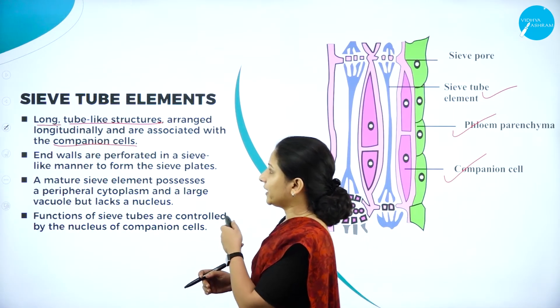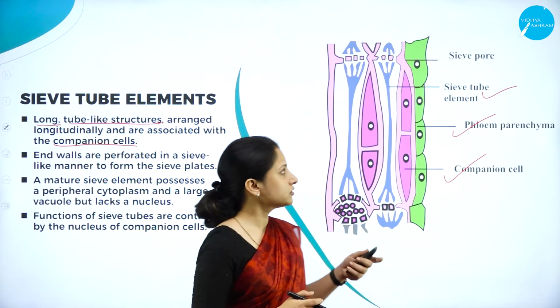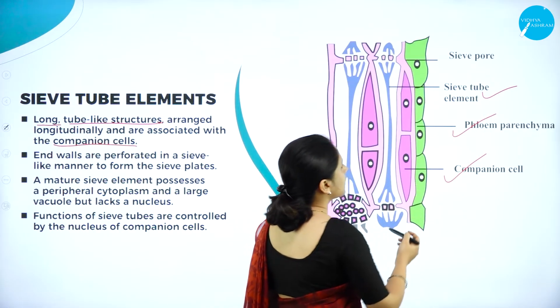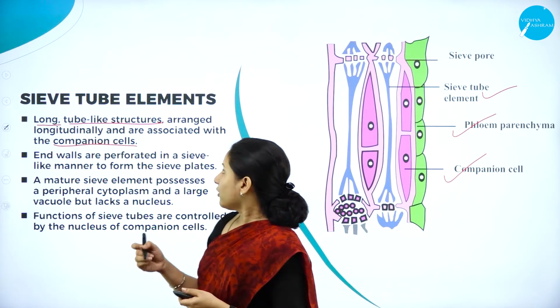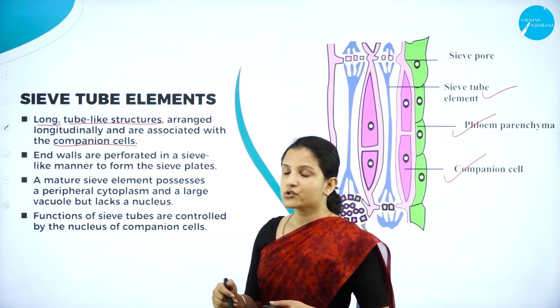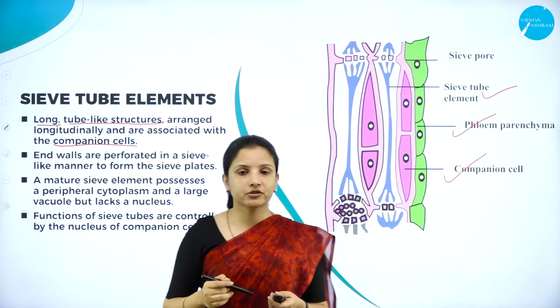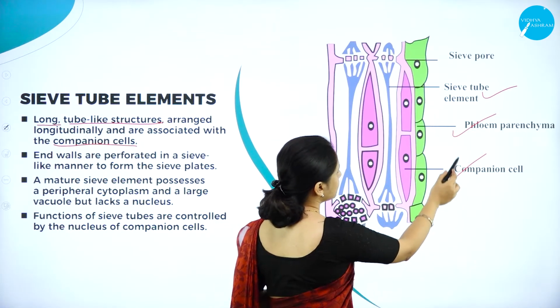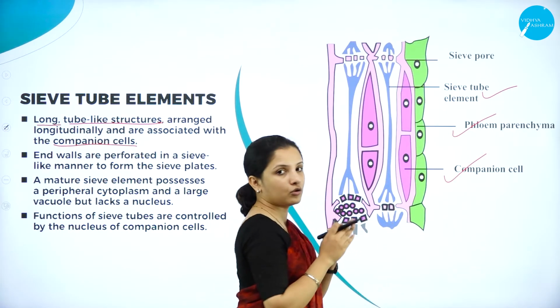So the sieve tube elements are usually long, cylindrical and tube-like structures, and they are arranged longitudinally along with the companion cell. These companion cells and the sieve tubes lie close to one another.